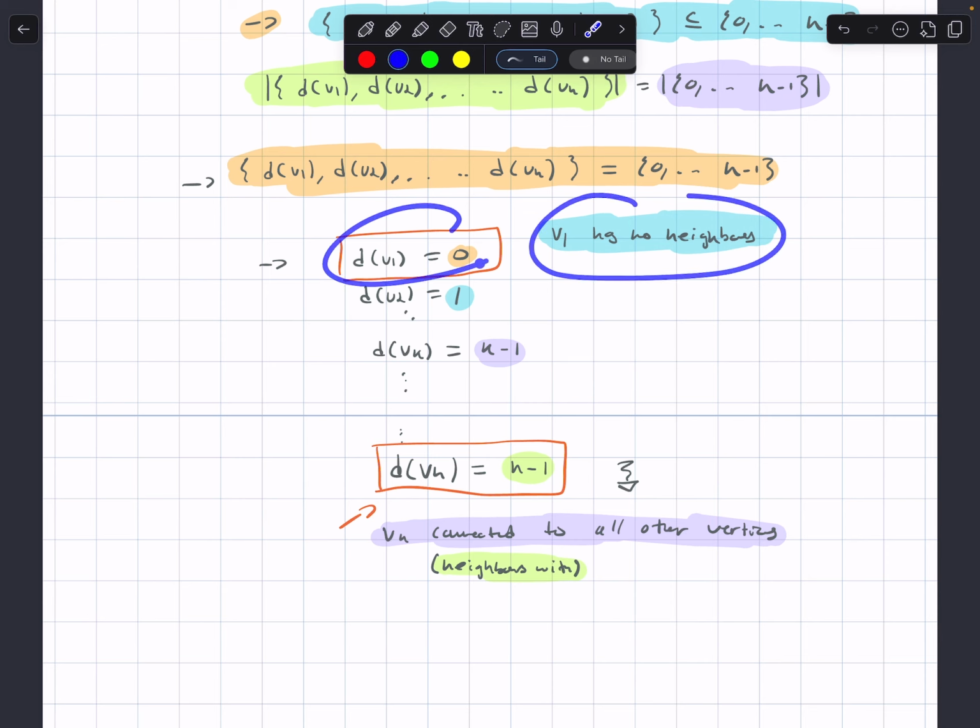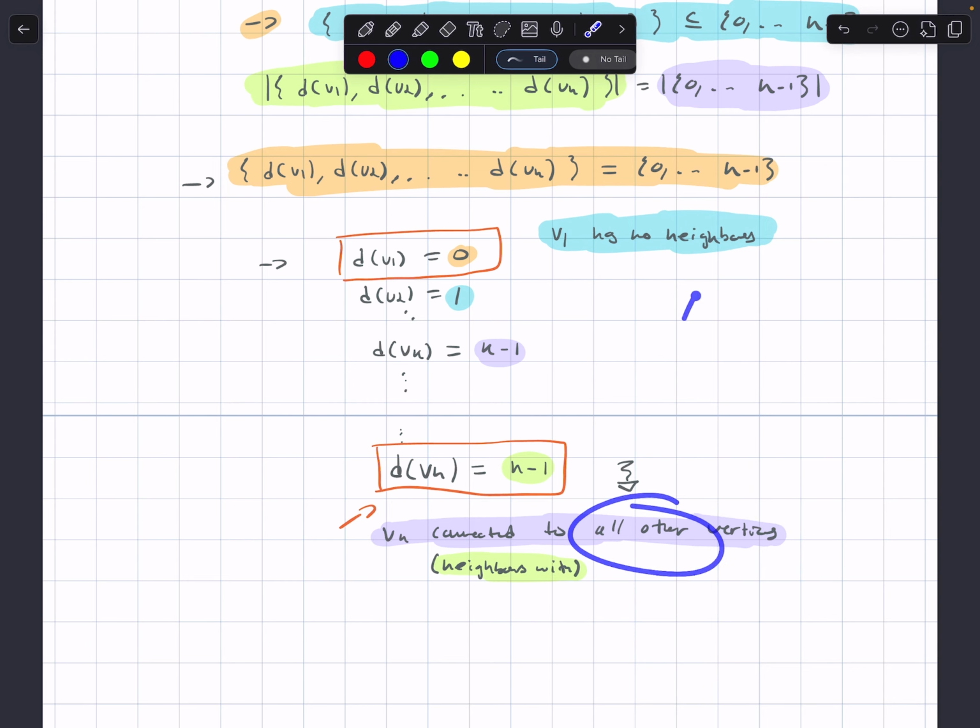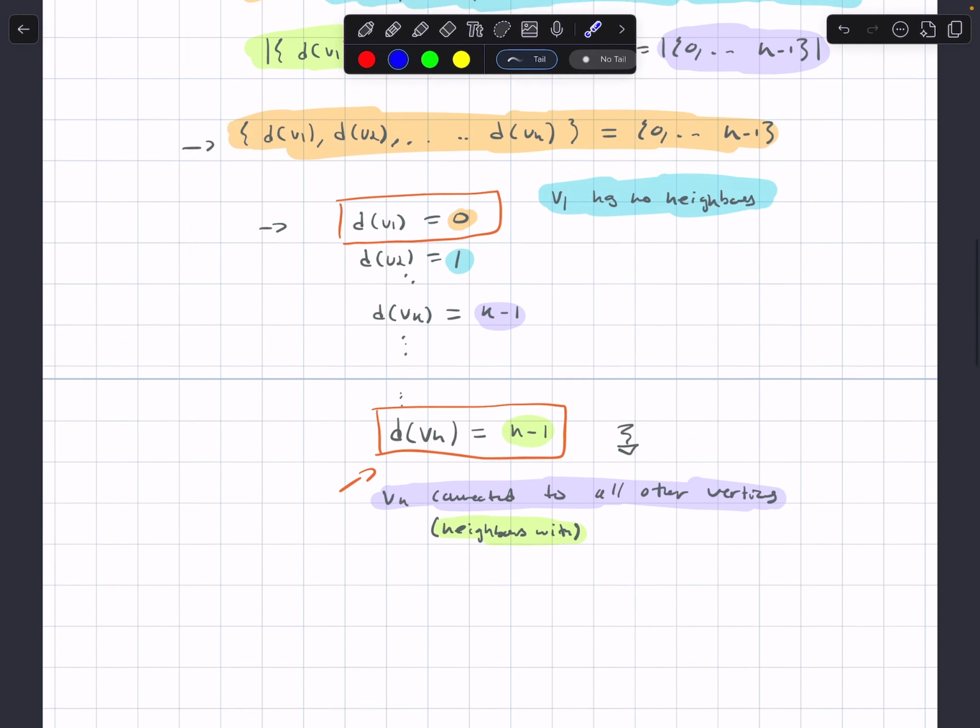If its degree is 0, it is not adjacent to any other vertices. But this one is supposed to be adjacent to all other vertices, and these are incompatible, right? This is incompatible, because this one is saying that Vn is neighbors with V1, and this including every other vertex, and this one is saying that V1 has no neighbors. So that is impossible, and that is our contradiction.